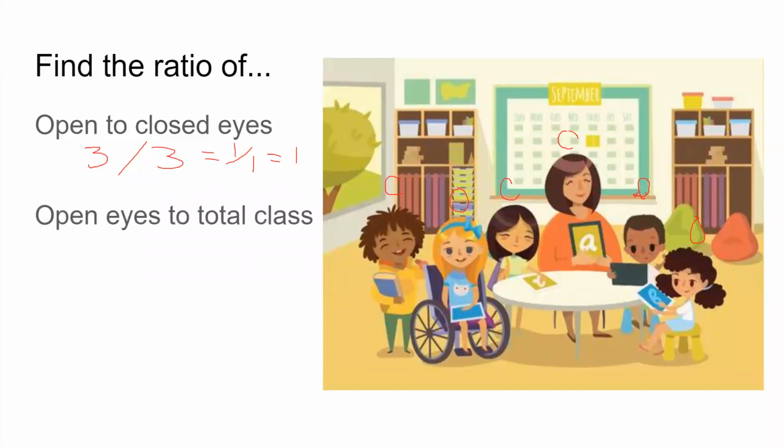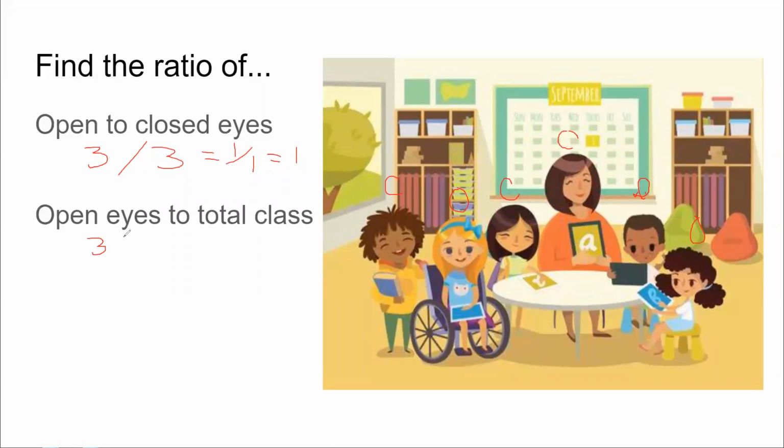Now let's compare open eyes to total class. So we counted before, we know that we have 3 students or 3 people with open eyes. So we've got 3 open eyes to our total class. So there's 1, 2, 3, 4, 5, 6 people total. So it's going to be 3 to 6. Again, we're going to simplify that. 3 and 6 are both divisible by 3. So that simplifies to 1 over 2. So for every 1 person that has open eyes, there's 2 people total in the class.